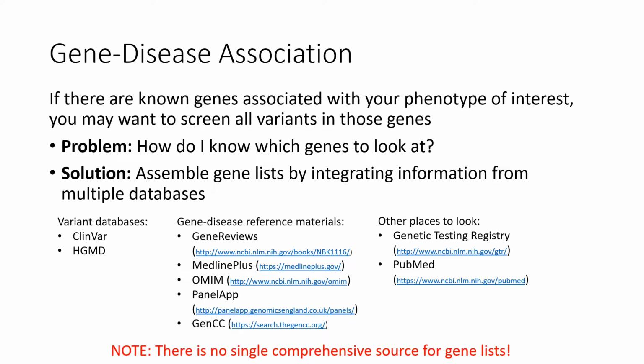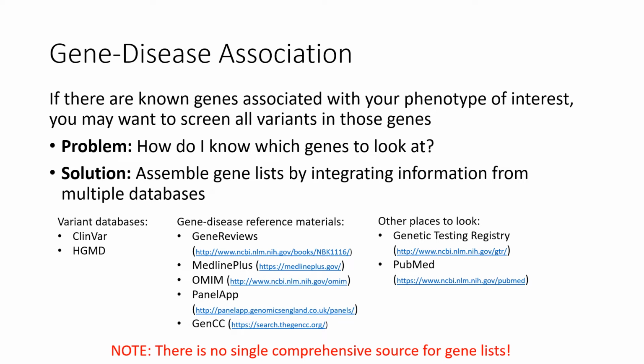And GenCC, which I believe has been mentioned earlier in this workshop, is kind of the ClinVar of genes, if you will. It's a database of gene disease curations from participating laboratories and can be a good source of interesting genes you might want to look at. And then over on the right, the Genetic Testing Registry is a database of clinical tests based in the US, and this is an important resource. So if there is a clinical test available for the phenotype you're looking at, you'd obviously want to make sure you're screening all the variants in those genes.